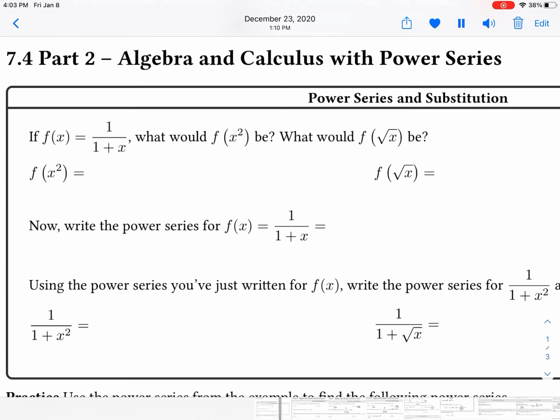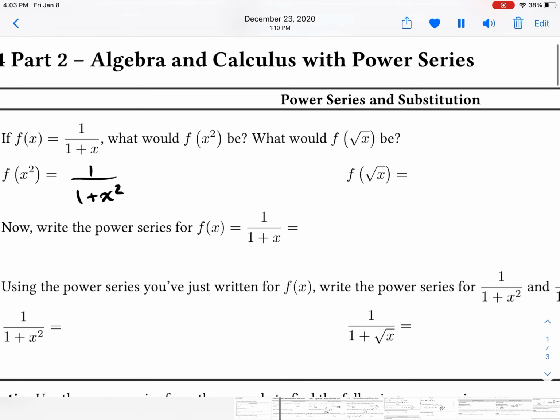Let's just ask ourselves real quickly, what's f of x squared? Let's look at what f of x squared is first. And all that means is to substitute x squared in for our argument x. So this would be 1 over 1 plus x squared. Then let's look at f of root x or radical x. And this would just simply be 1 over 1 plus root x.